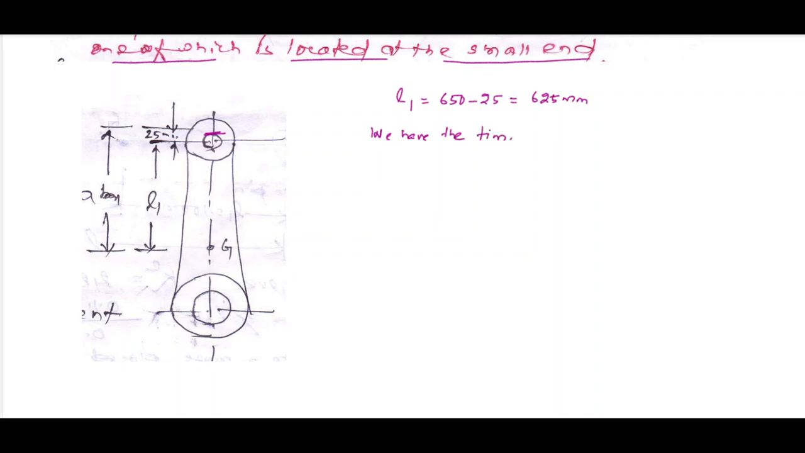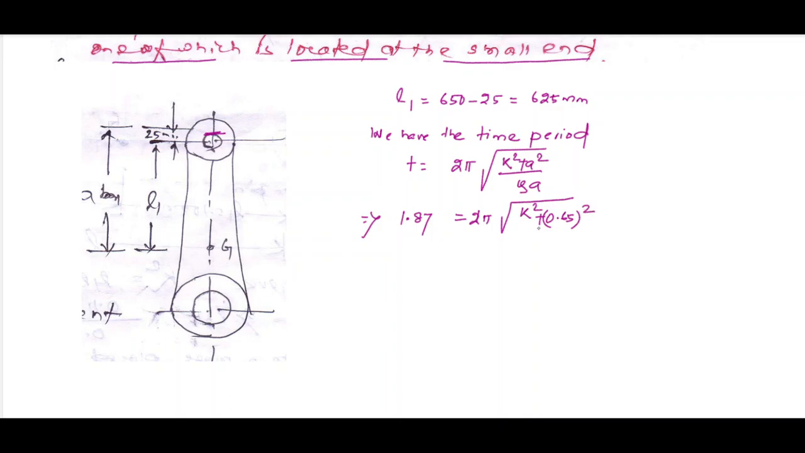And we have the time period. Time period T will be 2 pi root over of k square plus a square divided by g a. This we already know. So time period is given as 1.87 seconds. So 1.87 is equal to 2 pi root over of k square plus 0.65 squared, because it is given 650 mm so a is given to you, divided by g value 9.81 into 0.65, so you will get the value of k equal to 0.377 meter. Okay.